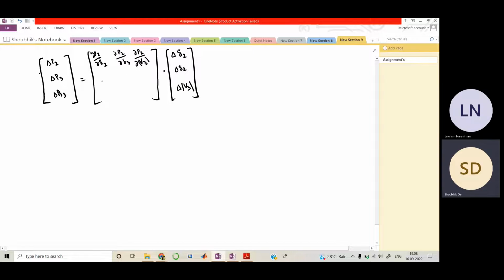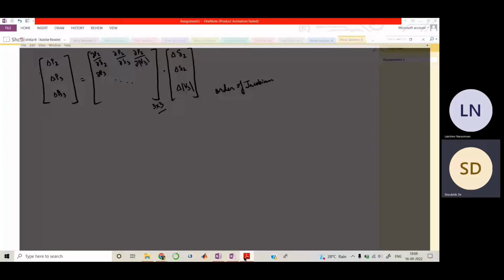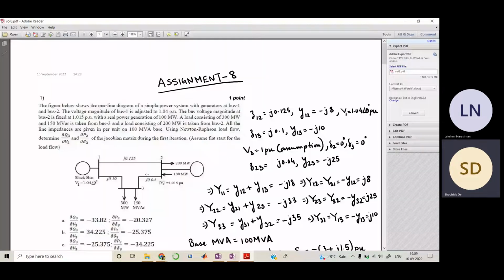Here there would be a mod, and in this way we can go on writing the matrix, and at the end you would see that it is a 3x3 matrix. In the previous assignment there was a problem on finding the order of the Jacobian matrix, and after constructing it you can see that it is 3x3. Also, from the bus diagram you can see that there is one PQ bus and one PV bus.